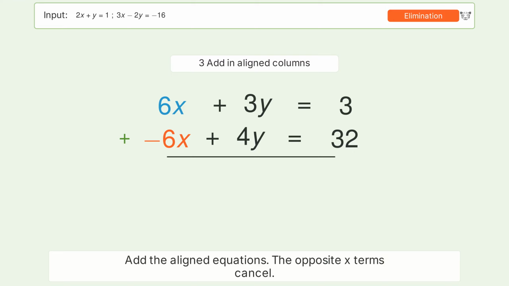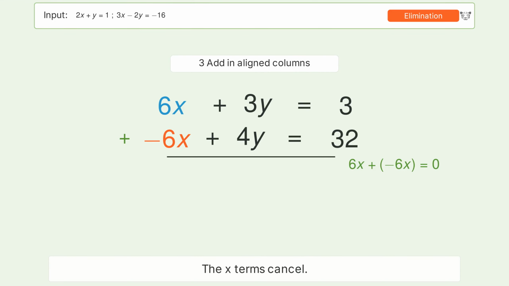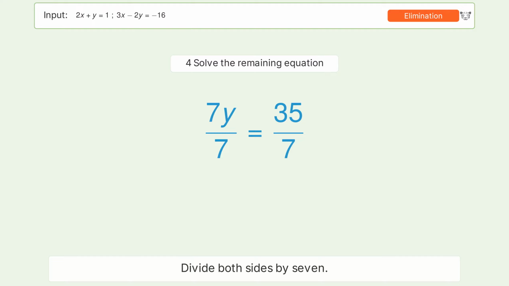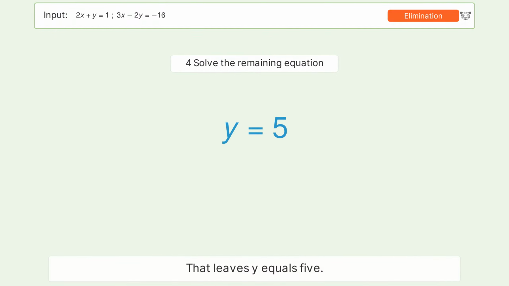Add the aligned equations. The opposite x terms cancel. The x terms cancel. The y terms combine to 7y, and the right sides combine to 35. Divide both sides by 7. That leaves y equals 5.